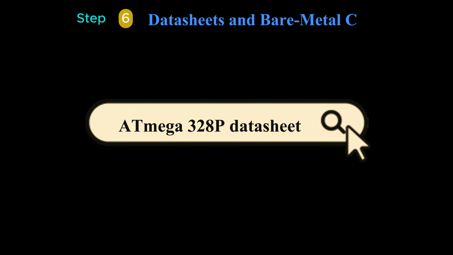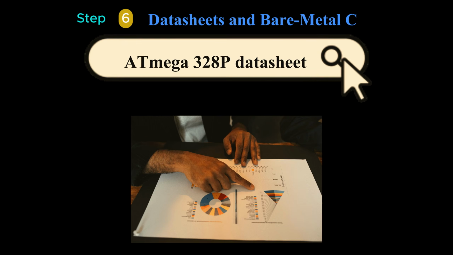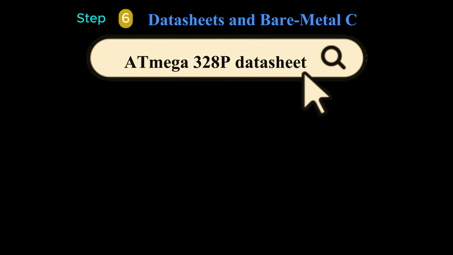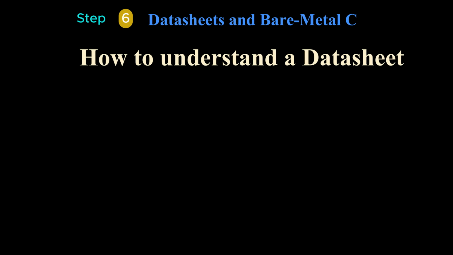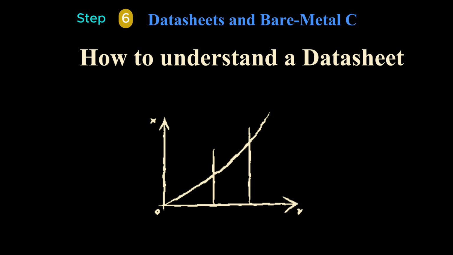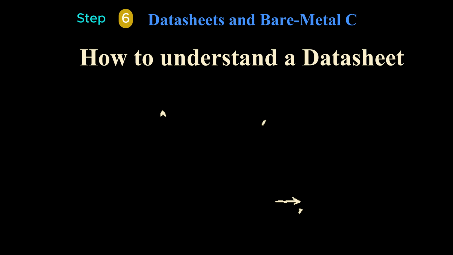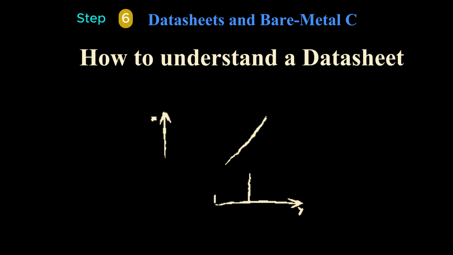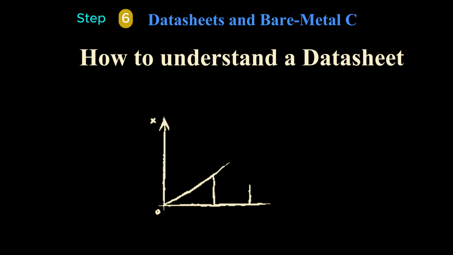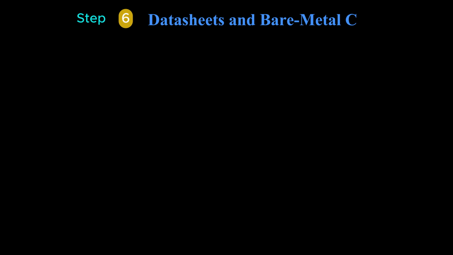Search for the Atmega 328P datasheet and you will get a complete datasheet of what are the registers used, what is the timing diagram used, and you will get the complete idea of that microcontroller. And how to understand a datasheet, you need to understand the timing diagrams, what are the register maps, and what are the electrical characteristics of the microcontroller. Okay, if you have a great grip in the concepts, you can easily understand the data sheets.